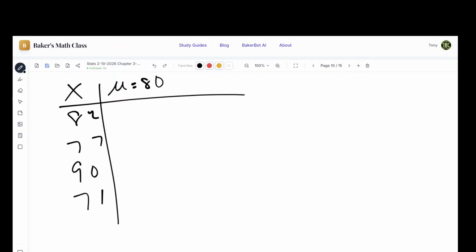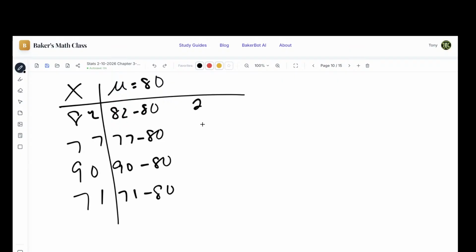So, to find standard deviation, the reason I'm showing you this is so you understand what standard deviation is, not that you're going to do this, because you're going to see how long this process is. If I'm going to look for distance, I want to find out how far away something is. So I'm going to do 82 minus 80, 77 minus 80, 90 minus 80, and 71 minus 80. So I get 2, negative 3, 10, and negative 9. So that's the distance.